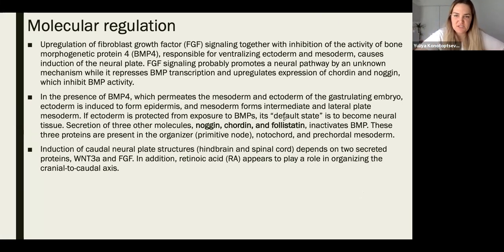Basically, the default state of ectoderm is to become neural tissue. If you look at the ectoderm, all of it is supposed to become neural tissue. All of it is supposed to be your nerves. Because we need noggin, chordin, and follistatin. Okay, these are the molecules which are making sure that your neural tissue becomes neural tissue. Anybody knows follistatin?